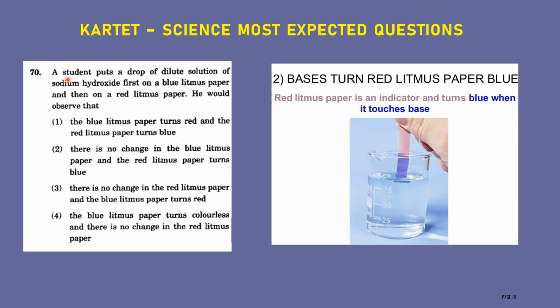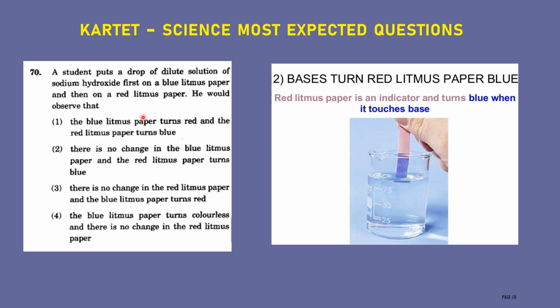Next question: a student puts a drop of dilute solution of sodium hydroxide first on a blue litmus paper, then on a red litmus paper. He would observe that: option 1, the blue litmus paper turns red and the red litmus paper turns blue. Option 2, there is no change in the blue litmus paper and the red litmus paper turns blue. Option 3, there is no change in the red litmus paper and the blue litmus paper turns red. Option 4, the blue litmus paper turns colorless and there is no change in the red litmus paper.